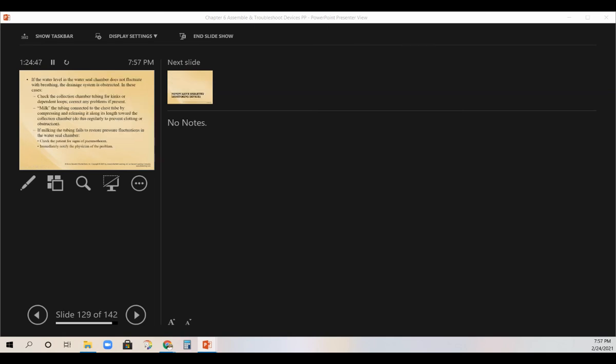If the water level in the water seal chamber does not fluctuate with breathing, the drainage system is obstructed. So we know that if it's not going with your breathing, something in the system is obstructed. So in some cases, you need to check the collection chamber tubing for kinks. You might have to milk the tubing connected to the chest tube by compressing and releasing it along the length toward the collection chamber.